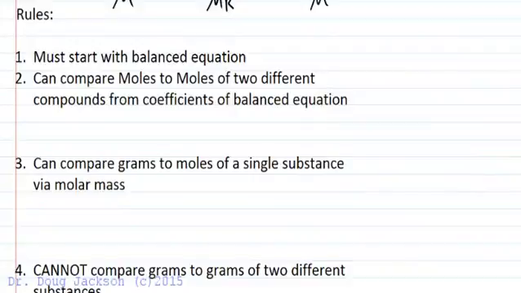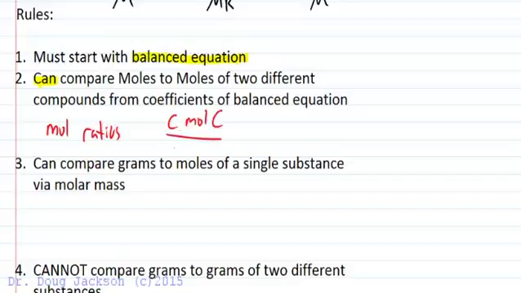So let's look at a couple of rules that we must follow to get these problems correct and to get useful information. We must start with a balanced equation. Okay, this is a must. We have to have the equation balanced to be able to use the mole ratio. We can compare moles to moles of two different compounds from the coefficients of the balanced equation. These are the mole ratios. And from our equation above, they might be lowercase c moles of C to the coefficient on D and so forth, or we can flip it around and use whatever we like.